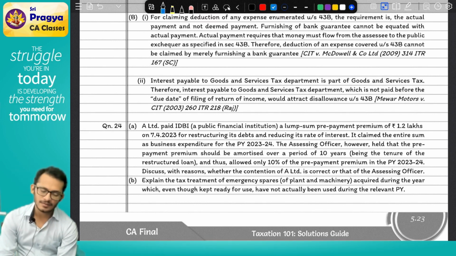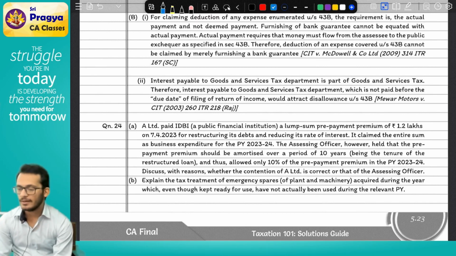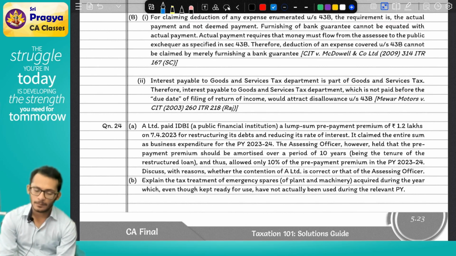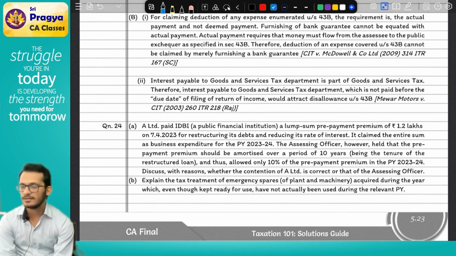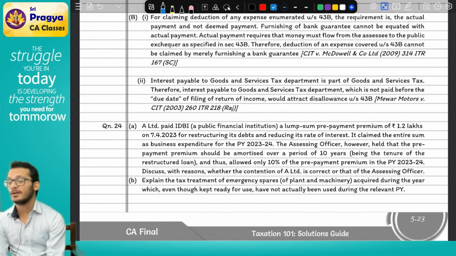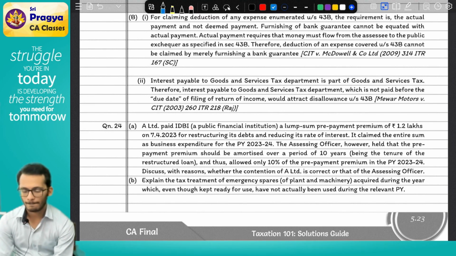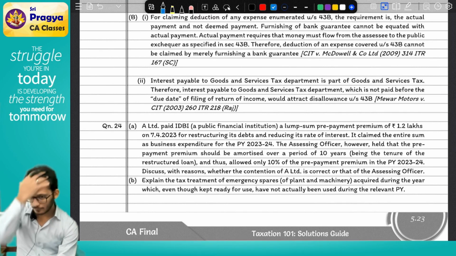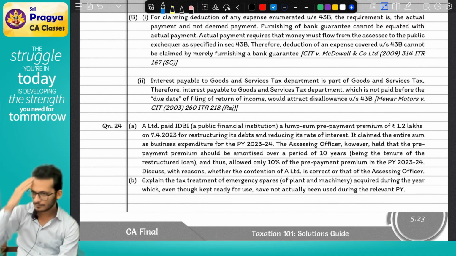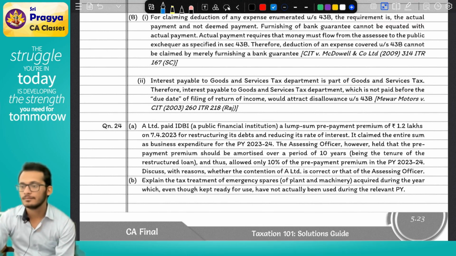So basically what has happened is you have taken a debt. For the debt you have to pay a one-time upfront fee of 1.2 lakhs, an upfront fee of prepayment premium. You have claimed the whole 1.2 lakhs as a deduction in the year of payment, but the assessing officer is saying the loan is for 10 years, therefore I will allow it over 10 years. Who is right? Quickly, who is right? Why? Because you know the life of the debenture.